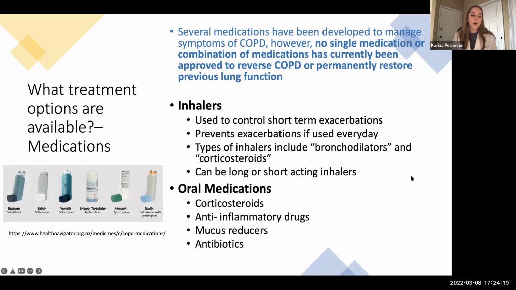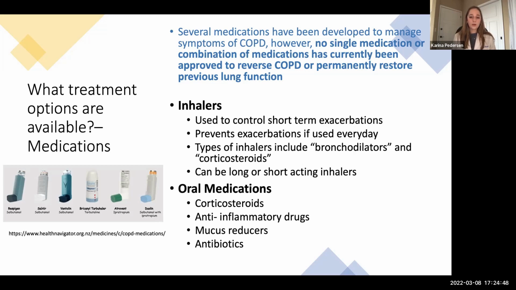So what treatment options are available in terms of your medications? Several medications have been developed to manage symptoms of COPD. However, no single medication or combination of medications has currently been approved to reverse COPD or permanently restore previous lung function. So current therapies are inhalers. They're used to control short-term exacerbations for the most part. They also prevent exacerbations if used every day.